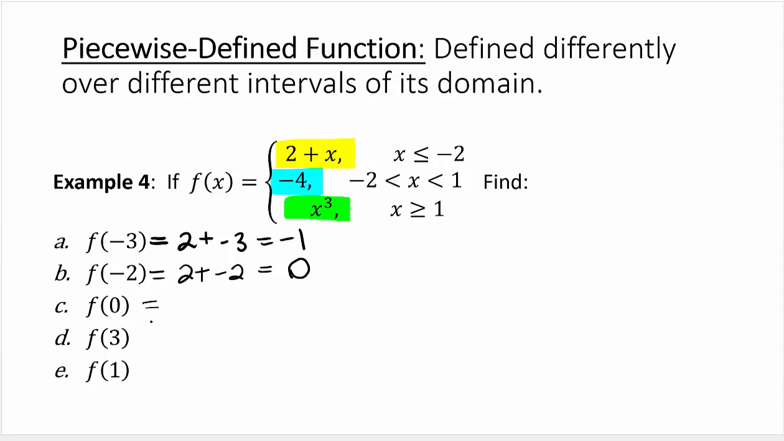I'm looking at my function evaluated at 0. 0 would fall on this interval right here, right? 0 is in between -2 and 1, so I know my function is defined to be -4. If I look at f of 3, when x is equal to 3, my function would be defined to be x cubed, right? That's when x is greater than 1. 3 is definitely greater than 1, so my function would be x cubed or 3 cubed, which would give me 27.